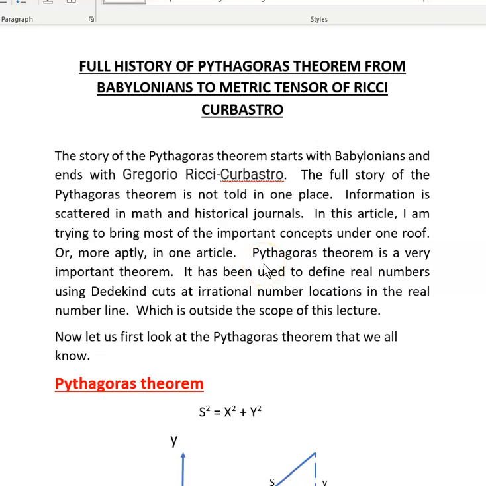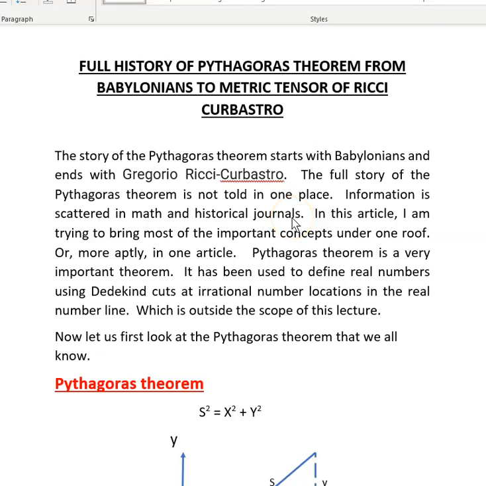Full history of Pythagoras Theorem from Babylonians to Metric Tensor of Ricci-Curbastro. The story of the Pythagoras Theorem starts with Babylonians and ends with Gregorio Ricci-Curbastro. The full story of the Pythagoras Theorem is not told in one place. Information is scattered in math and historical journals.